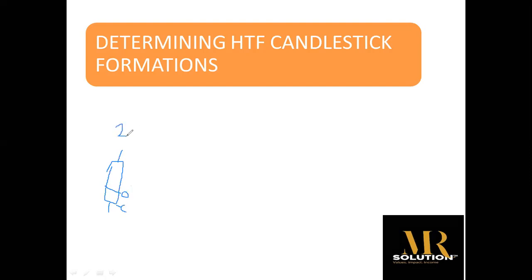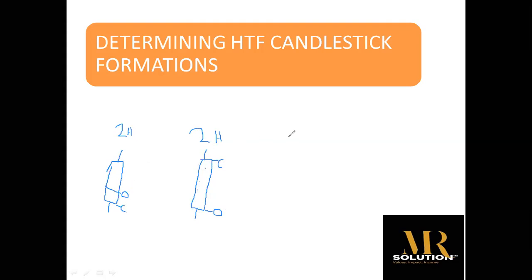Let's say this is a 2 hour candle, and then we have another 2 hour candle here, and this is the formation. Of course, we have the high, that's the upper wick and the lower wick. Let's say this is the close and this is the open. So this is actually a bullish candle because it closed higher than it opened, but this is a bearish candle because it closed lower than it opened.